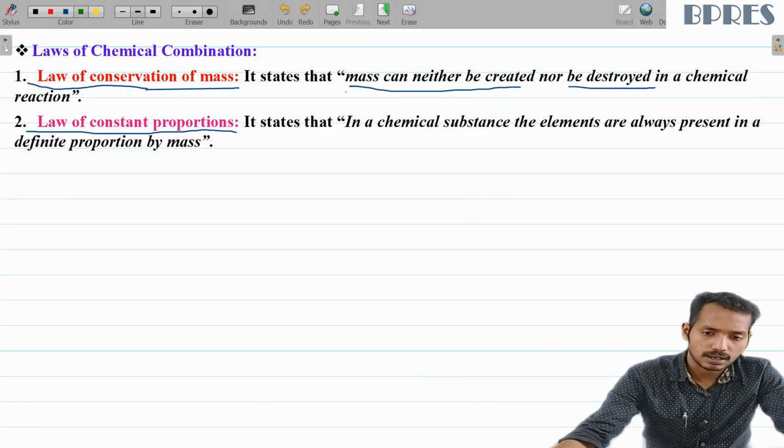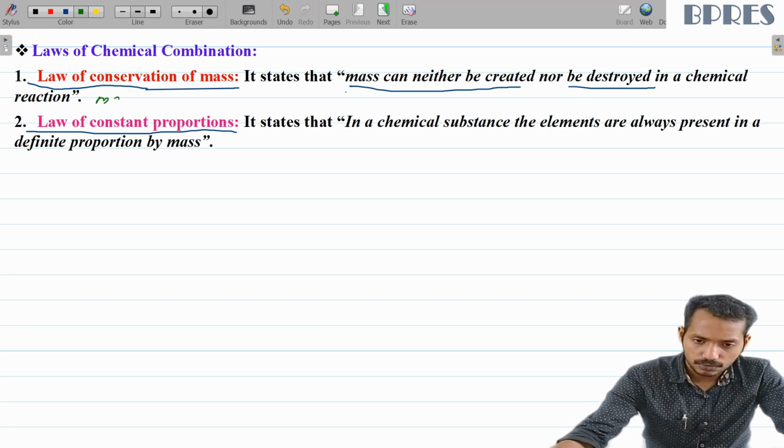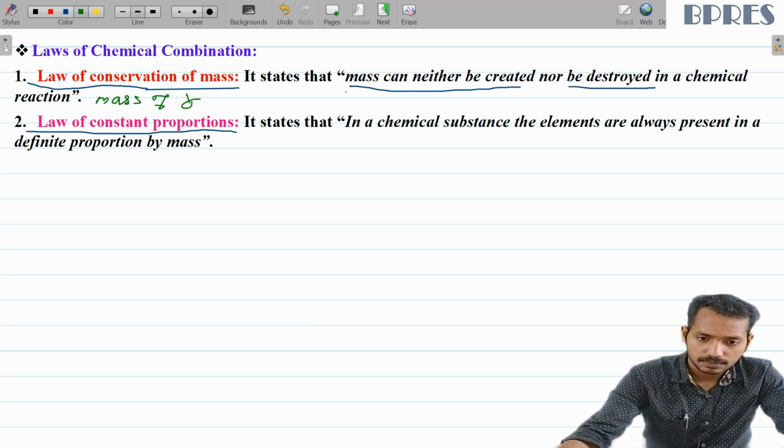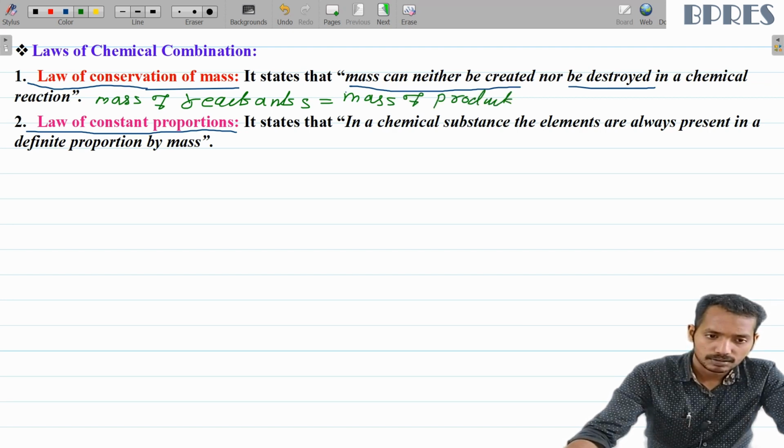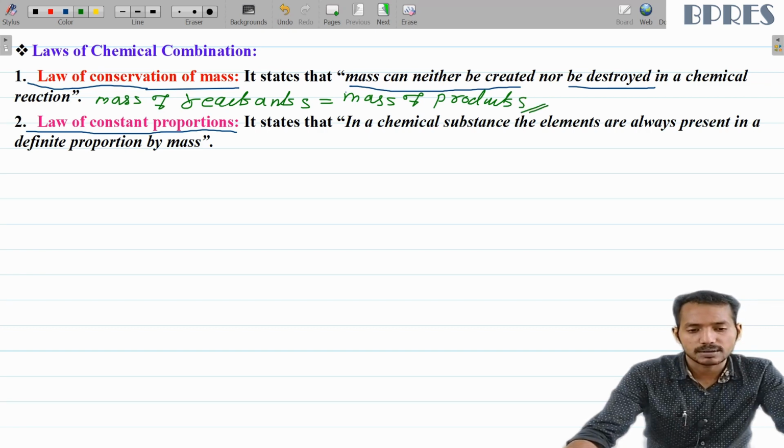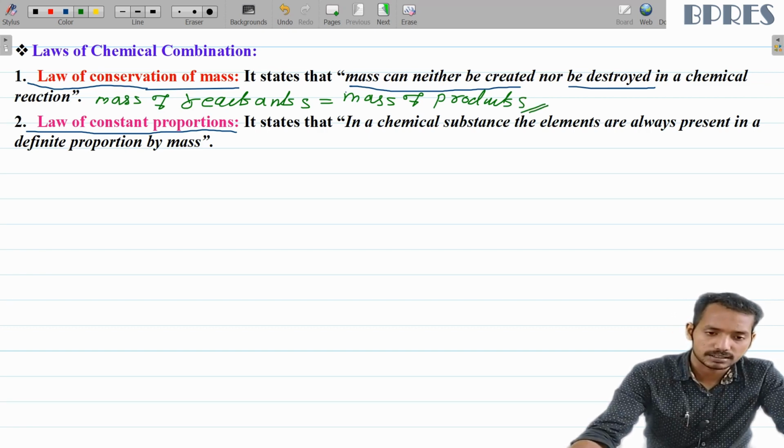So we can state the law of conservation of mass in a simple way, that is, mass of reactants is equal to mass of products. Clear? That means in a chemical reaction, the same mass as the reactants will be there after the reaction takes place.